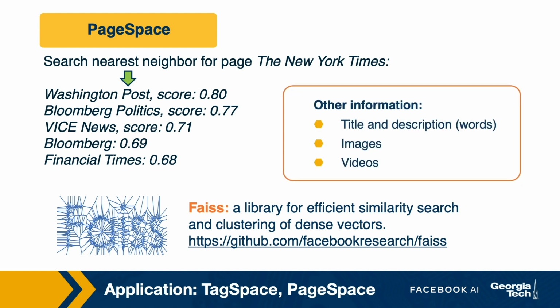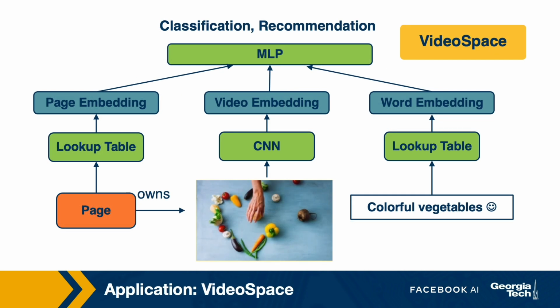Now, we only use the user's engagement data or behavior data for learning the page embeddings. We haven't used any content information yet. For instance, the title and description of the page often tell you a lot, and the images or videos posted on the page are also informative. In the next example, I will talk about how to combine different types of information and map entities in the same space. In the example of video space, we start to consider more relations and information in the graph.